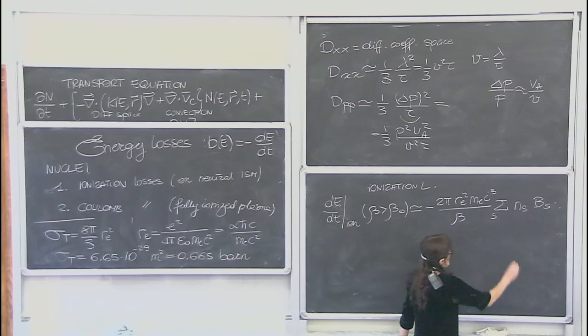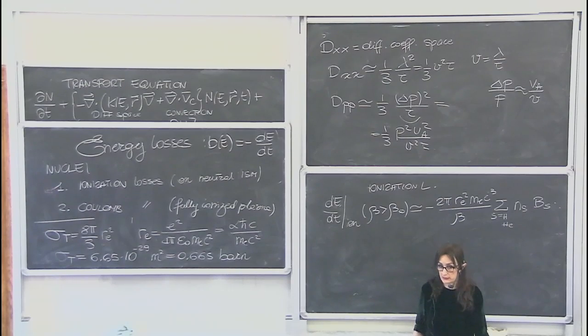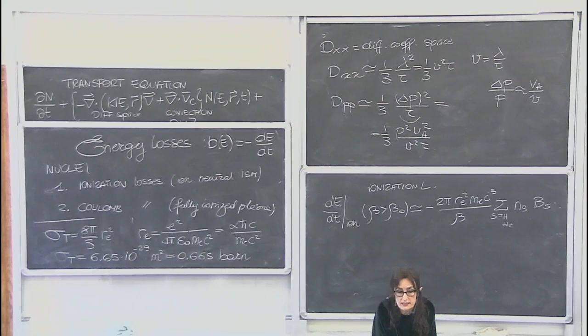So S is hydrogen and helium in the interstellar medium, and NS is the density of these particles. So you see that, well, nice, this is a cross-section, but it involves the density of the particles. So you cannot avoid this computation if you don't know the distribution of your targets in the galaxy.